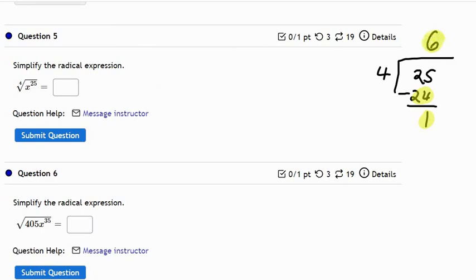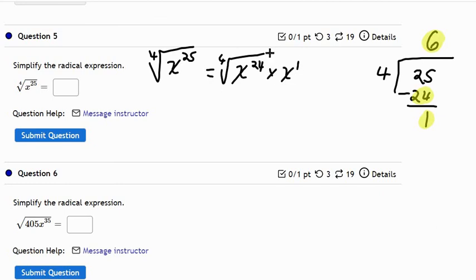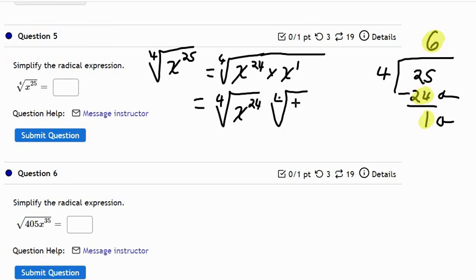So first I break down the 4th root of x to the 25th, and I break it down into the 4th root of x to the 24th times x to the 1st. Where am I getting those from? 1 plus 24 has to equal the x to the 25th that I'm looking for. So then I can break it up into the 4th root of x to the 24th multiplied by the 4th root of just x.